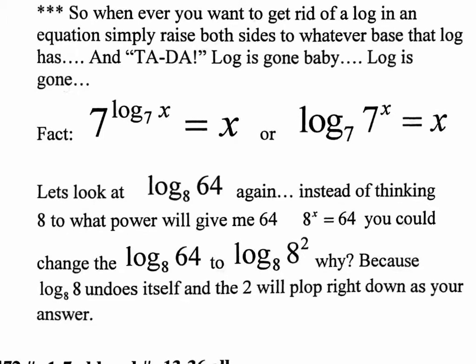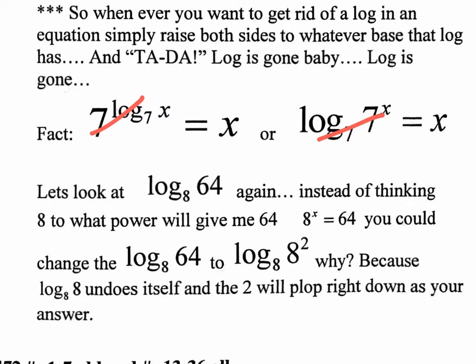So here's a fact. 7 to the power of log base 7 of x, that's going to equal x, because 7 to the power of log base 7, those are inverses of each other. It cancels out, the x comes down. Or likewise, log base 7 of 7 to the x, that cancels out, the x comes down, so regular x.